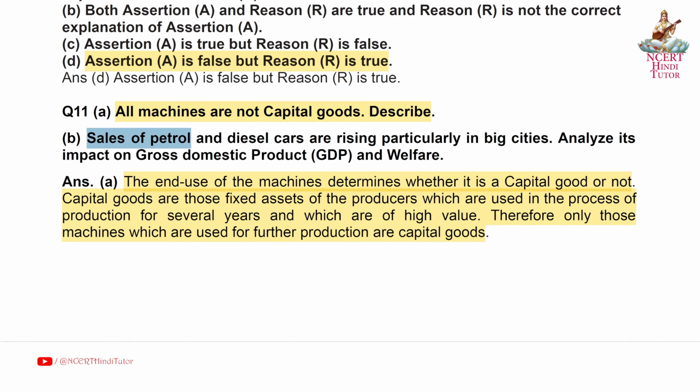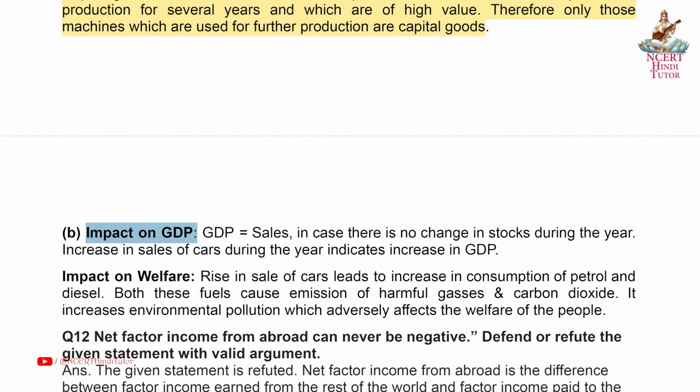B. Sales of petrol and diesel cars are rising particularly in big cities. Analyze its impact on gross domestic product (GDP) and welfare. Answer. Impact on GDP. GDP is equal to sales in case there is no change in stocks during the year. Increase in sales of cars during the year indicates increase in GDP.